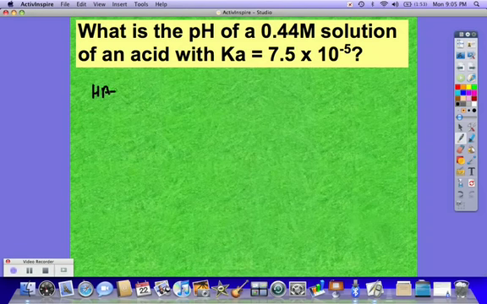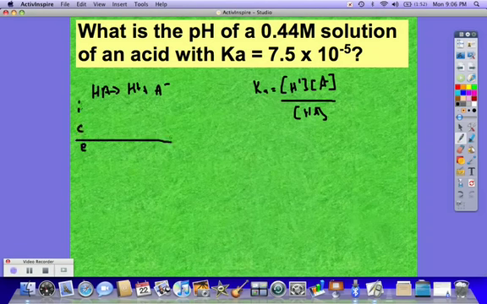Alright, because it's an acid, but they don't tell us what acid it is, I'm going to use HA. HA is the general formula for an acid. So if you don't know the acid, or you don't know the formula of the acid because it's a strange one, you can just use HA. HA breaks up into hydrogen ion and A ion. So we can write our equilibrium expression using those values, our constants. Set up our ice table just like before. So 0.44, 0, 0, minus x plus x plus x.